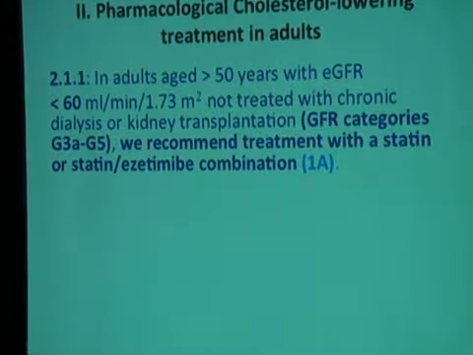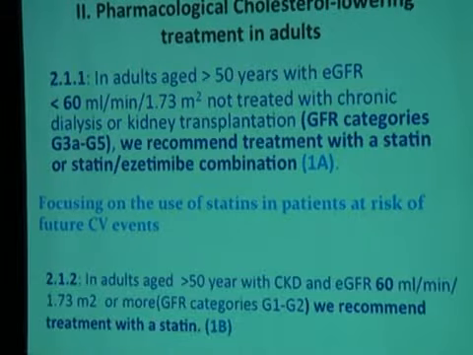The guidelines say that in adults aged more than 50, which is also our case, with a GFR less than 60, not treated with chronic dialysis or transplantation, we recommend treatment with statin or statin-ezetimibe combination, and this takes a 1A recommendation. And in adults more than 50, again with CKD and GFR 60 milliliters or more, we recommend to treat with statin, and this is 1B. So if the patient is over the age of 50, irrespective of whether he is below 60 or more than 60, the recommendation is to treat, with the higher recommendation grade when it is less than 60.